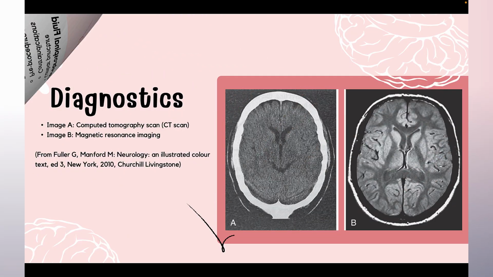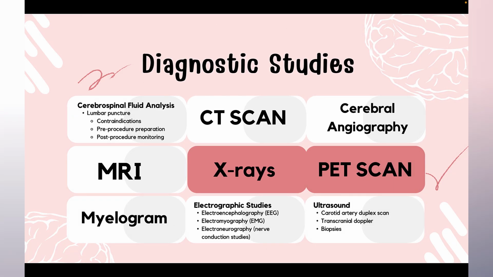Whoops, I need to go back one. So there are also other studies that can be done as well. An EEG records the electrical activity in the brain. So think of it as very similar to the EKG of the heart. An EEG does a brain. It can tell the origin of seizure activity or other cerebral diseases.